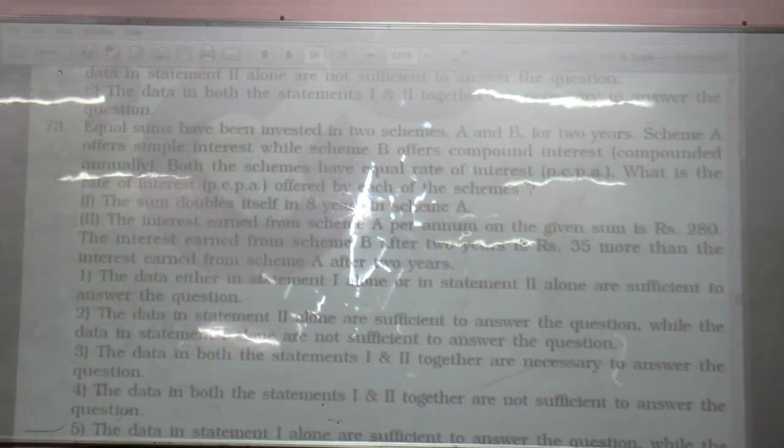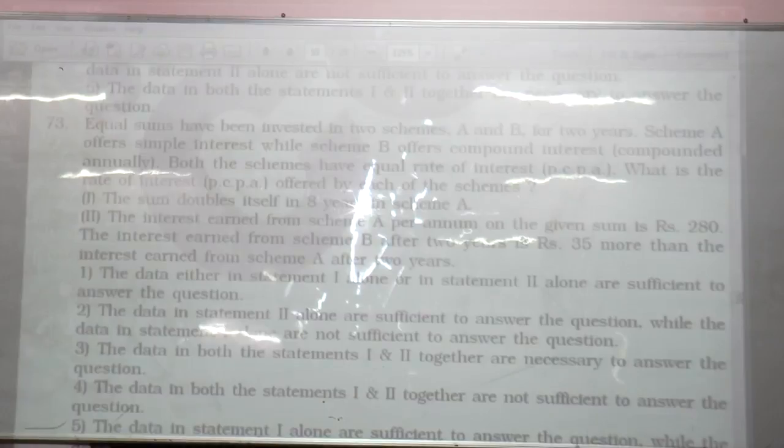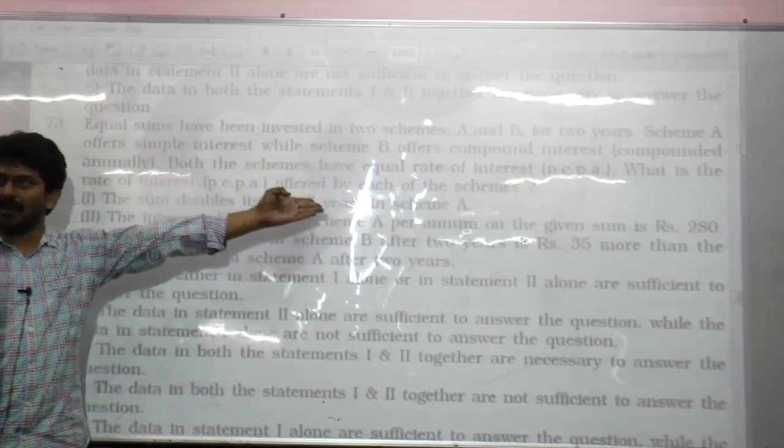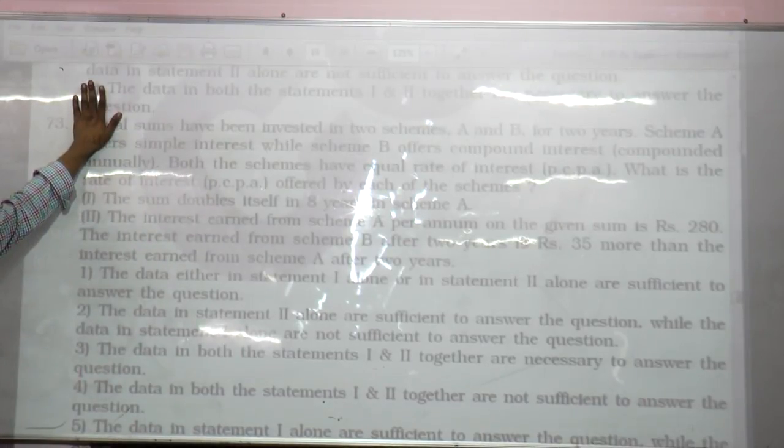You are asked about rate of interest. Principles are same. Number of years same. Rate of interest also same. Interest same. Yet scheme A offers simple interest, scheme B offers compound interest. Interest obtained in scheme B will be definitely more than scheme A.